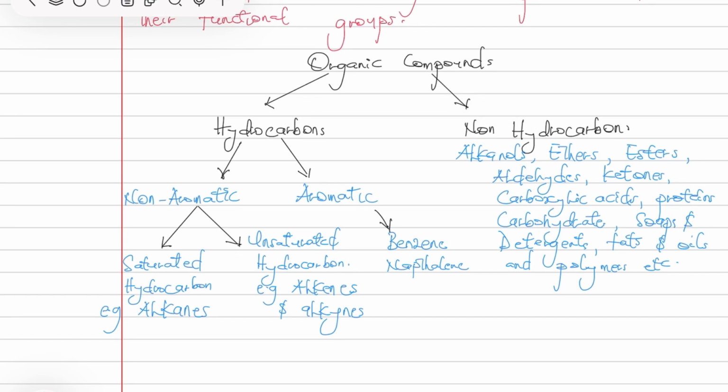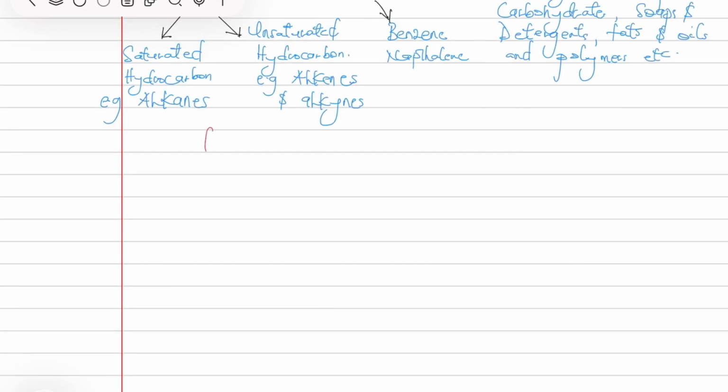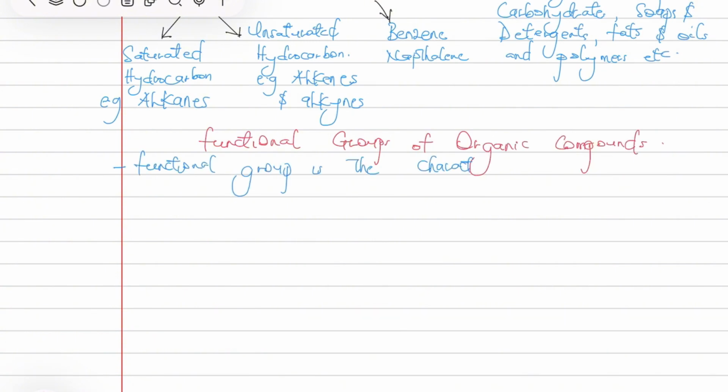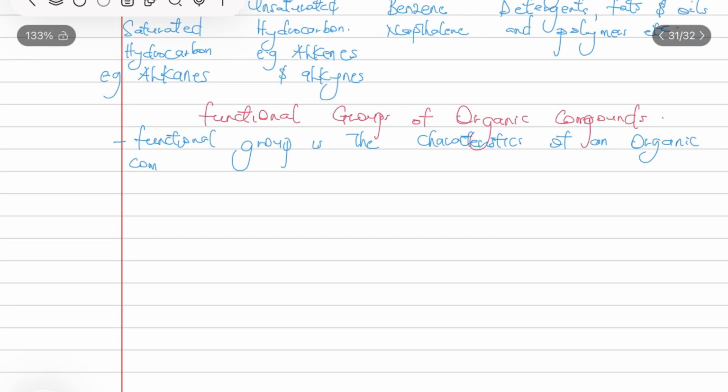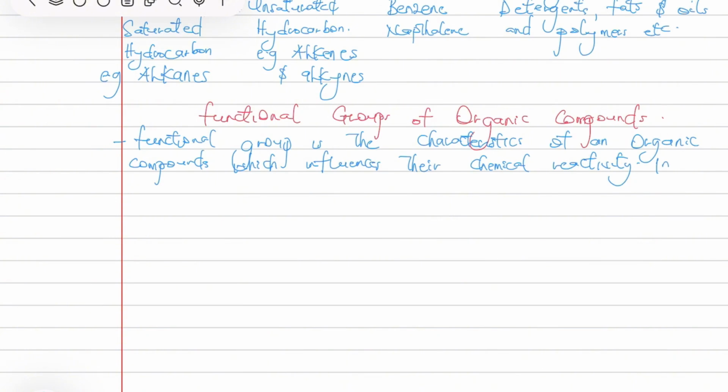So, having known the basis for the classification of organic compounds, let us now proceed to the functional groups of all these organic compounds. Before we proceed, let's first of all define what functional groups are. A functional group is the characteristic part of an organic compound which influences its chemical reactivity. In other words, it is the part of a molecule where chemical reactions take place.